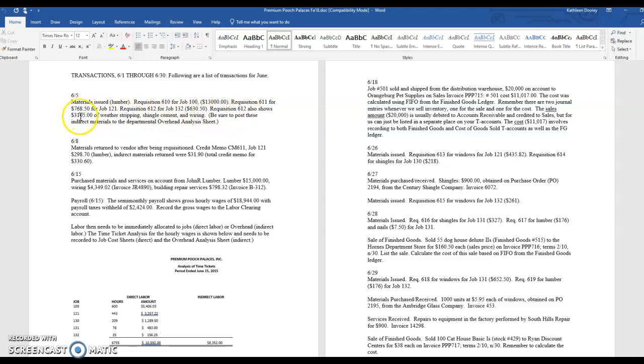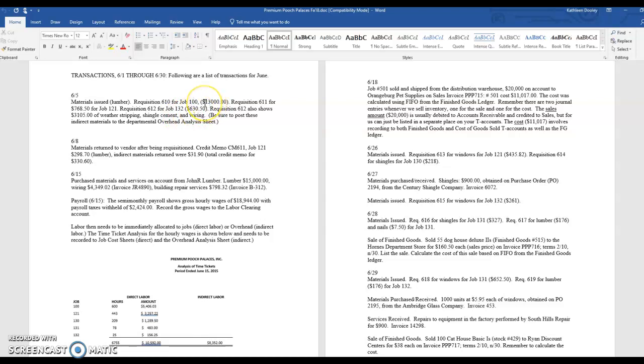So these are all things. Lumber is a major direct material, whereas this weather stripping, shingle cement, wiring stuff, these are all indirect materials. And so we need those to go to the indirect materials part of the overhead analysis sheet. Okay, so let's take a look first at putting this on the T accounts.